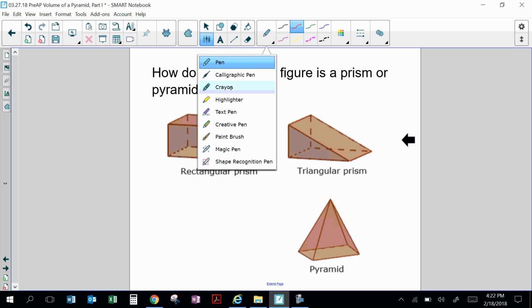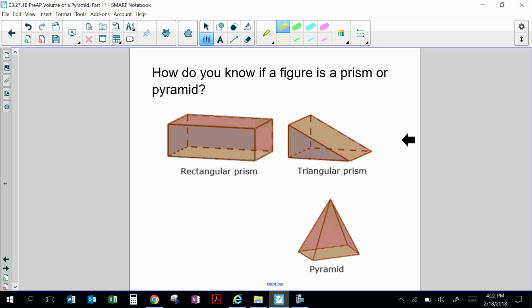So what do you notice about this? Well, the first thing I notice about a pyramid is it points up right here. It seems like all the edges converge right here at the top. This word is called the apex. You do not see it here. What else do I notice?